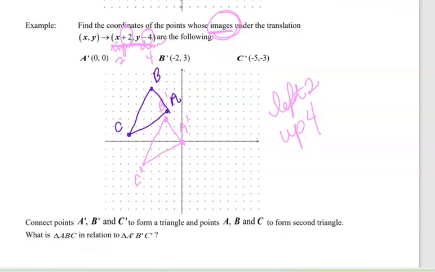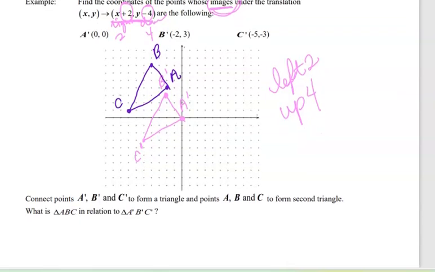The bottom part here says connect A prime, B prime, and C prime, which we've already done, to form a triangle, and points A, B, and C to form a second triangle. What is the relationship between them? One of the properties that we've already talked about is that when you do a translation, you end up with a figure that is congruent to the original. And so to write that statement correctly, we would say triangle ABC is congruent to triangle A prime, B prime, C prime.